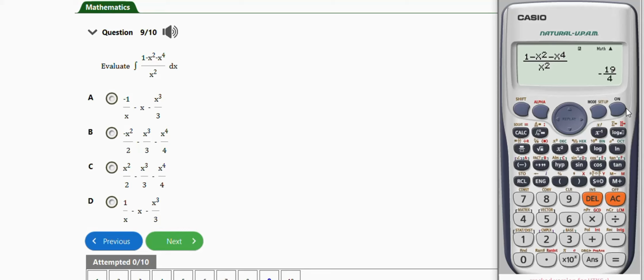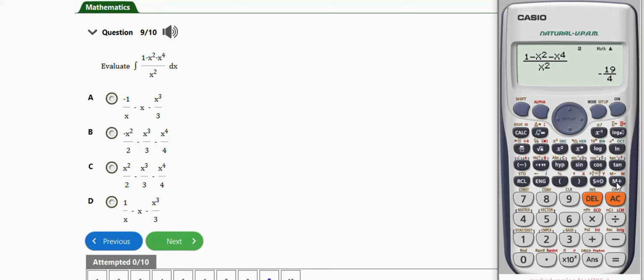We have it to be minus 19 over 4, which is the same thing as, let's press S-D, minus 4.75. So minus 19 over 4 or minus 4.75. Right now we're going to differentiate the options. Minus 4.75 or minus 19 over 4 will be the answer to this question.